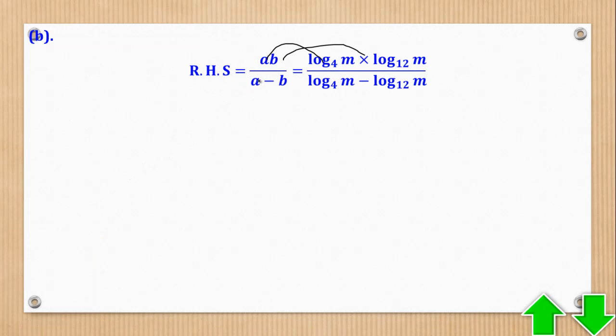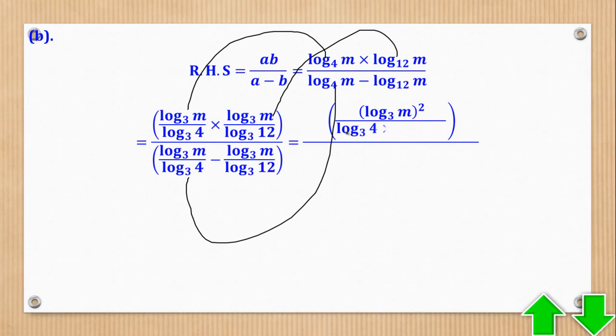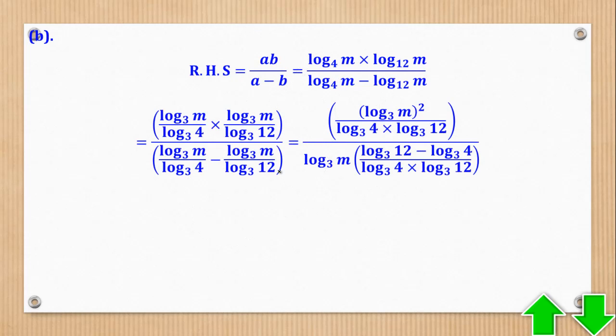for b, a, b. Then I remember that the required proof is in base 3, so I'll convert everything to base 3. So this to base 3 gives that, this to base 3, this to base 3, and this to base 3. Then from there, I'll get LCM for each numerator and denominator. For numerator, this times this gives that, and this times this gives this.